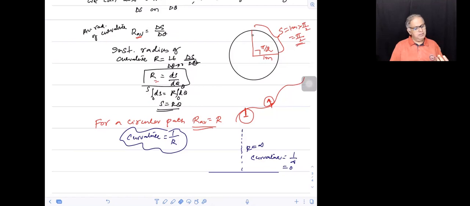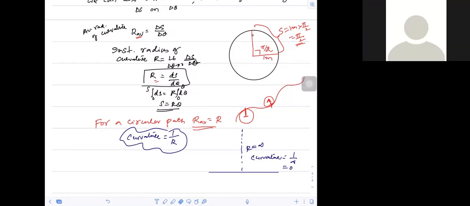Say, for example, you cut your nails in such a way that somewhere you have a pointed edge in the middle. Elsewhere the curvature is less, but at the pointed edge the curvature is high. All right.